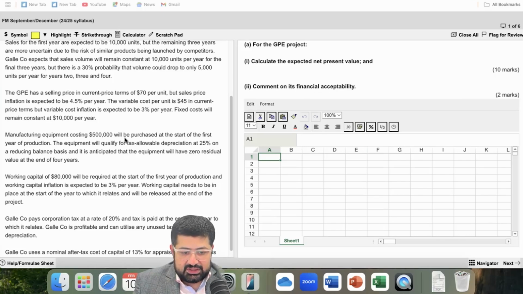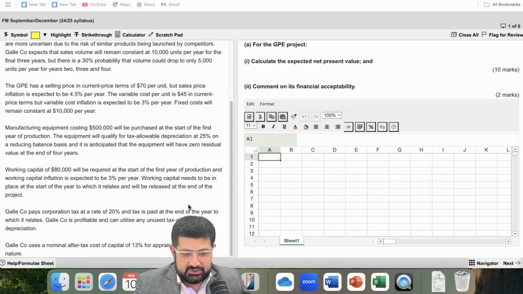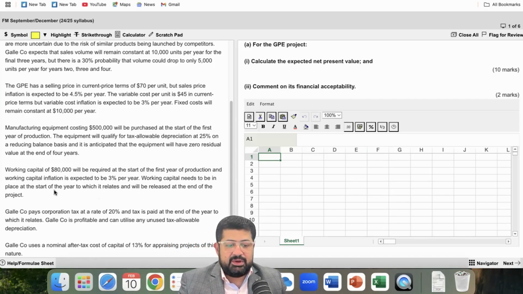Manufacturing equipment costing $500,000 will be purchased at the start of the first year of production. The equipment will qualify for tax allowable depreciation at 25% reducing balance basis. It is anticipated that it will have zero residual value at the end of year 4. Working capital of 80,000 will be required at the start of the first year of production, and its inflation is expected to be 3% per year. The working capital needs to be in place at the start of the year to which it relates and will be released at the end of the project.